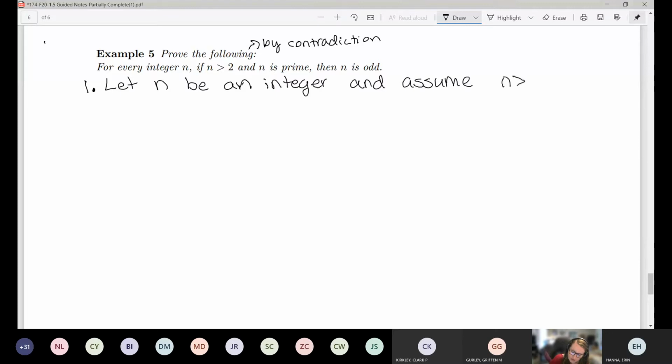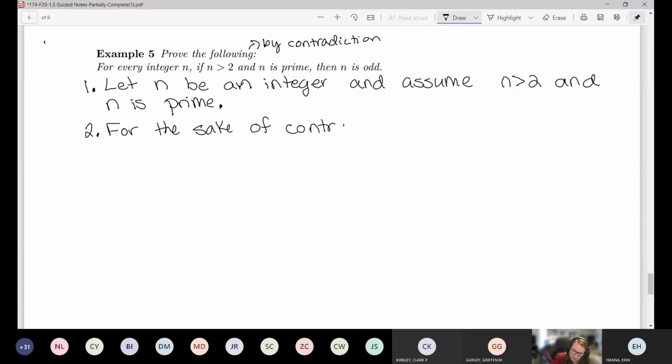Assume n is greater than 2 and n is prime. Now we want to essentially say, for the sake of contradiction, the thing we actually want is false. So for the sake of contradiction, assume n is even. So it's not odd, so it's even.